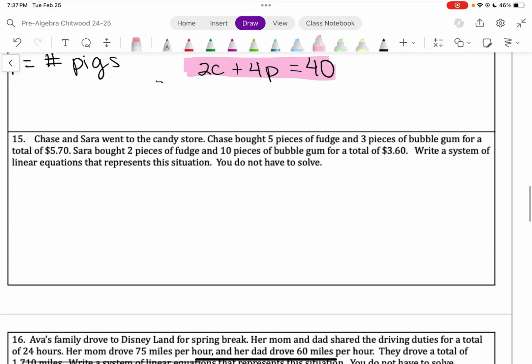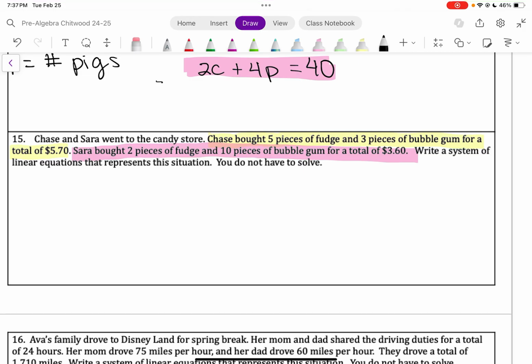Okay, next up, Chase and Sarah went to the candy store. Chase bought 5 pieces of fudge and 3 pieces of bubble gum for a total of $5.70. This right here, I can highlight, that's its own separate event. So that's going to be its own linear equation. Then Sarah bought 2 pieces of fudge, 10 pieces of bubble gum for a total of $3.60. This is a separate event in a separate equation. Then I want to write a system of linear equations that represents this. And again, you do not have to solve.